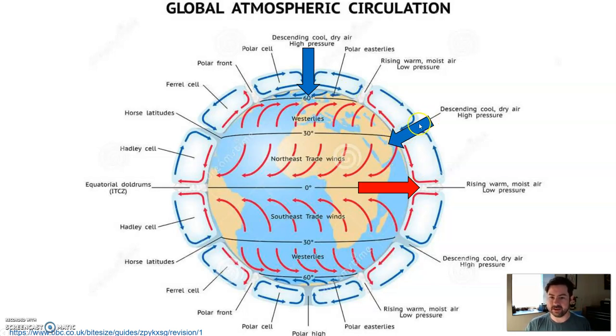So I got this cool air. As it descends, it's warming up. So now we have warm, dry air because all the moisture was lost back here. So now I have this warm, dry air heading north, and what does warm air want to do? It wants to rise. And then when it hits this cold air coming down, it wants to rise. So we have this area, again, around 60 degrees latitude now that has been warmed up, that has risen up.